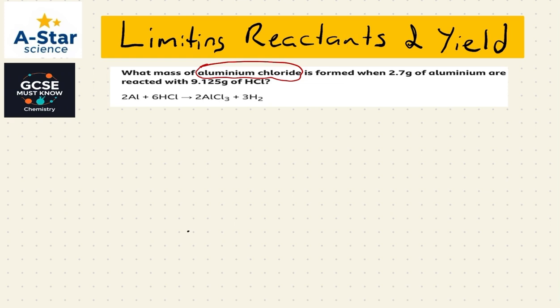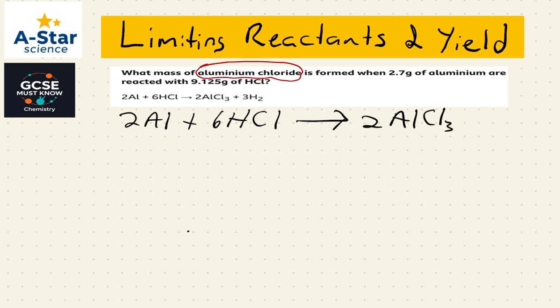You're going to, of course, first write out the equation again. In my table method, space it right out so you have space. And this reaction shows 2 moles of aluminium reacting with 6 moles of hydrochloric acid to yield 2 moles of aluminum chloride plus 3 moles of hydrogen gas.